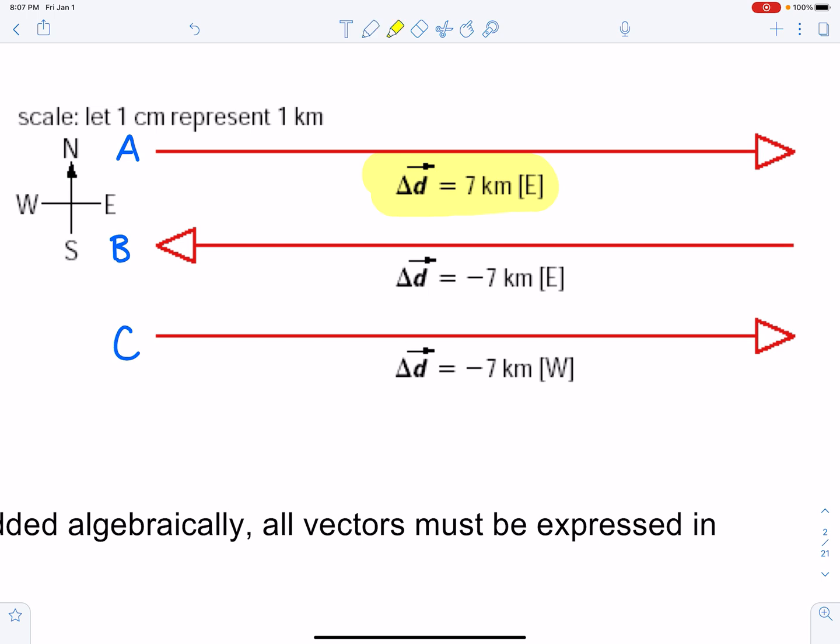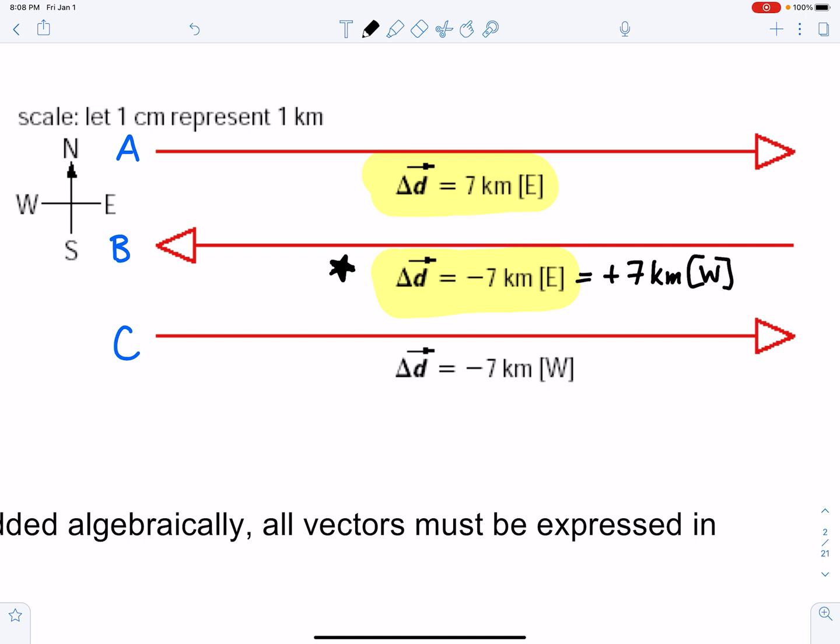Now that's not what's written. What's written is displacement is equal to negative 7 kilometers east. Now this is important. Whenever you have a vector with a direction, you can change its sign. So I can change this from negative to positive 7 kilometers. But when you do, you change its direction. So changing the sign of a vector changes its direction. So negative 7 kilometers east is the exact same thing as positive 7 kilometers west.